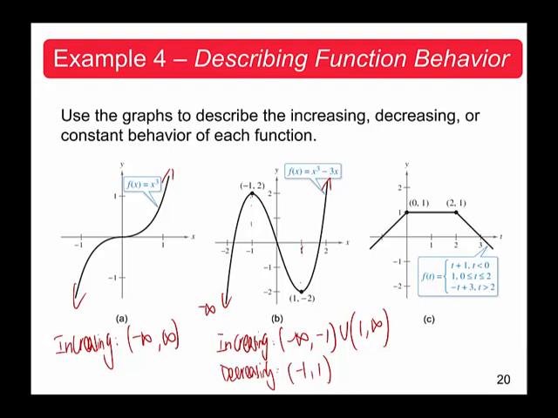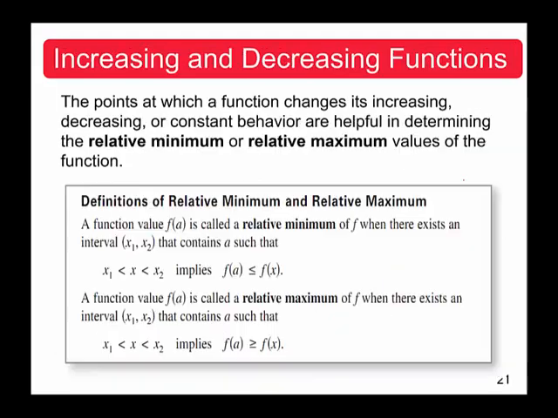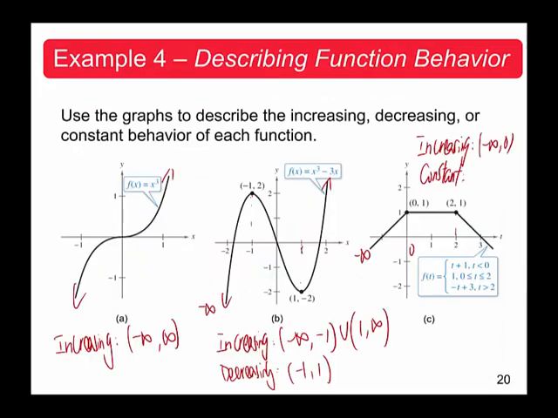We have 3 pieces. First piece from negative infinity to 0, right here, it's an increasing line, right? So it's increasing. So increasing interval from negative infinity to 0. And then from 0 to 2, as you can see, it's constant. So we also have a constant interval, that's from 0 to 2.